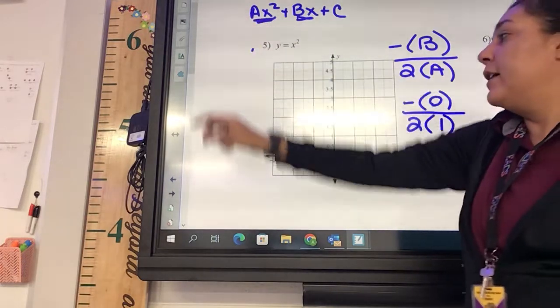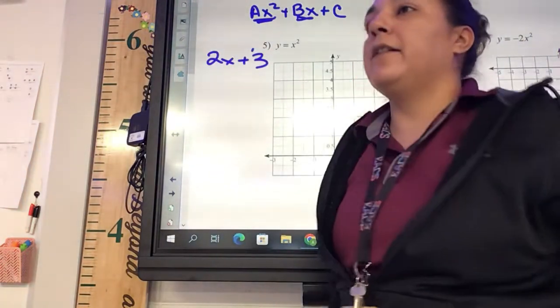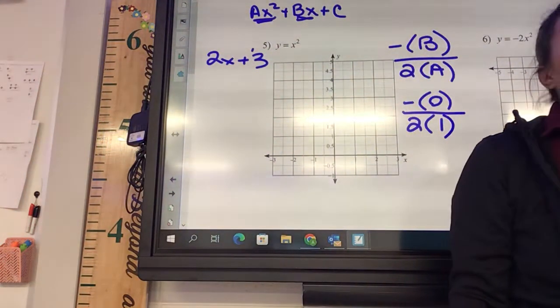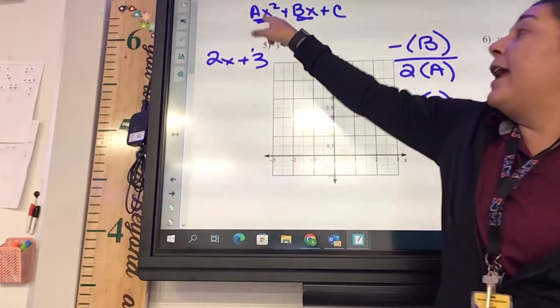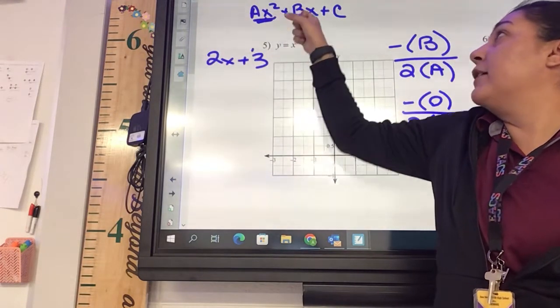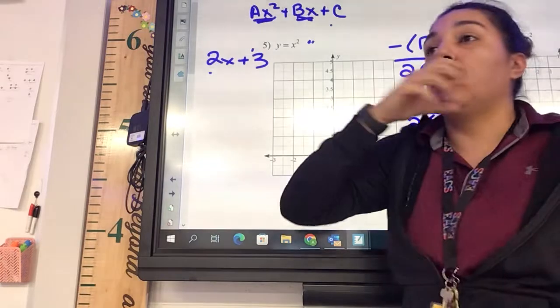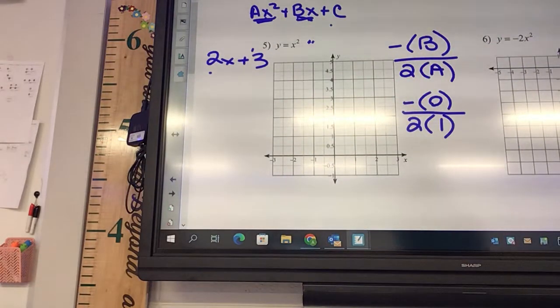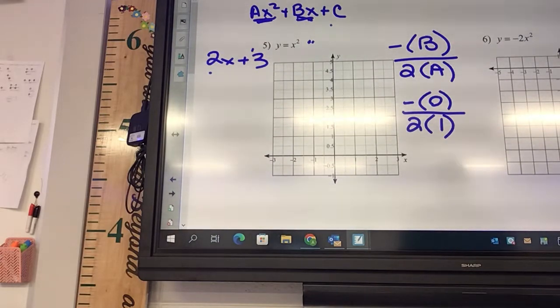So if it looks like 2x plus 3, what is our a? There's not one, so it's 0. A goes with the x squared. Is there an x squared right here? No, so there's no a. What's our b? It goes with the x. The 2x. It's just 2. What's our c? The 3. Make sure that when you're looking at a, b, and c, it doesn't always go in that order. The x squared goes with the a, the plain x goes with the b, and the c is just a number with no letters. Okay, so type this in your calculator, see what you get.